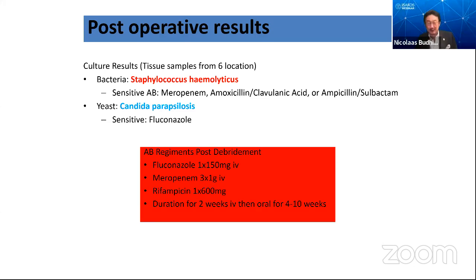Yeah, it's a good question. After I got this result, I first had to find out what Candida parapsilosis is. It's very rare. And also the Staphylococcus hemolyticus. I looked at the literature, which shows that Staph hemolyticus is some sort of multi-drug resistant organism. It's quite difficult to treat as well, and it's able to form a biofilm. And we also give rifampicin for that.